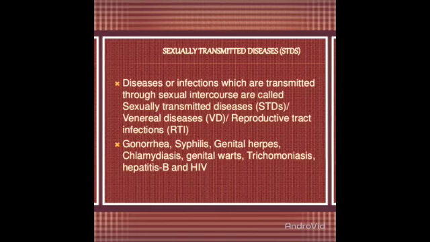And the diseases which are transmitted through sexual contact are gonorrhea, syphilis, genital herpes, chlamydiasis, genital warts, trichomoniasis, hepatitis B, and HIV. So these are some disease names which are basically sexually transmitted diseases.